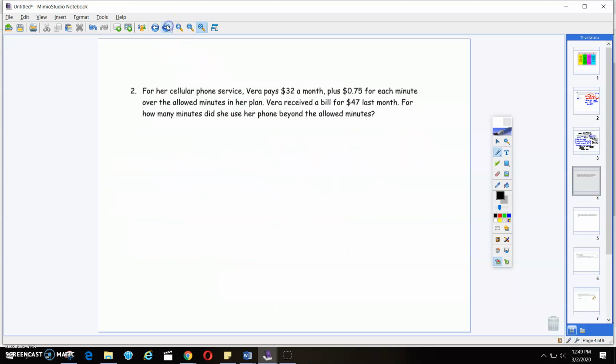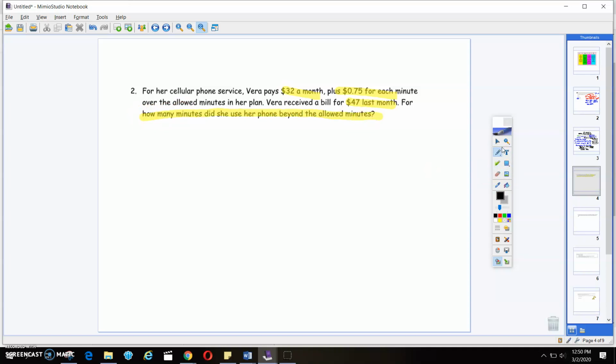So let's go ahead and talk about the next one. Again, I don't want you to write the whole problem down. We're going to highlight the key important things, and then we're going to go from there. So for her cellular phone service, Vera pays $32 a month, plus 75 cents for each minute over the allowed amount. $32 is the base cost in her plan. Vera received a bill for $47 last month. For how many minutes did she use her phone beyond the allowed minutes?